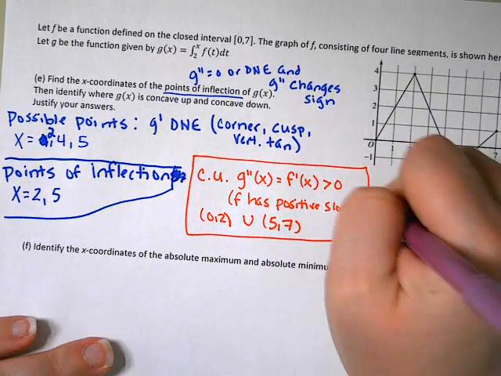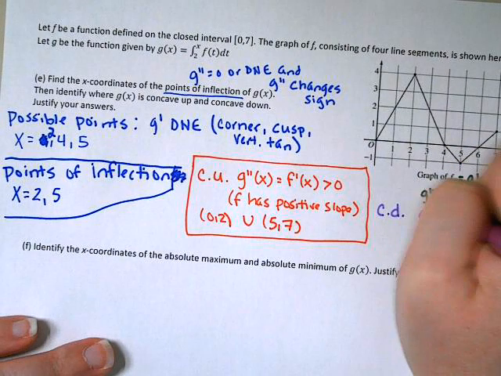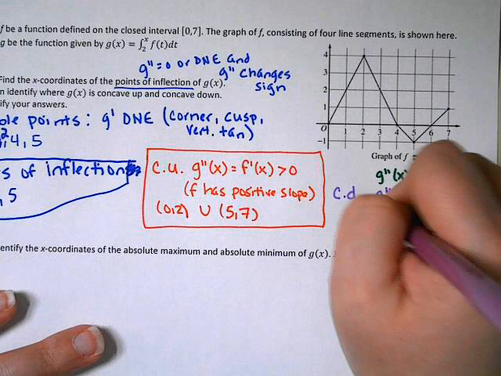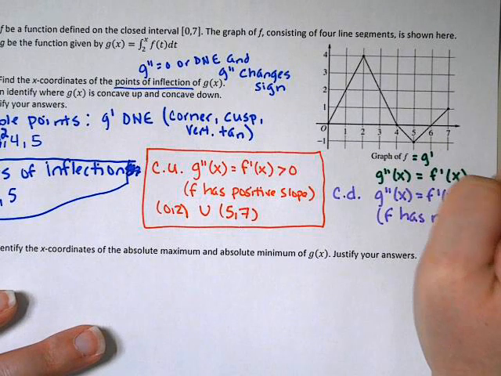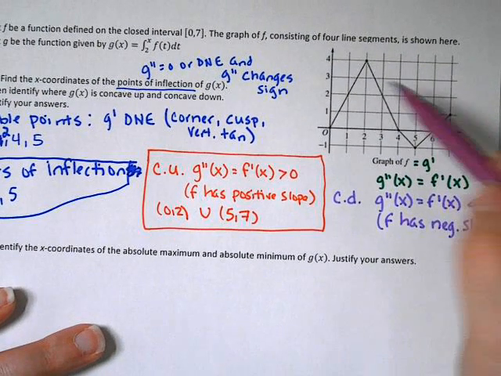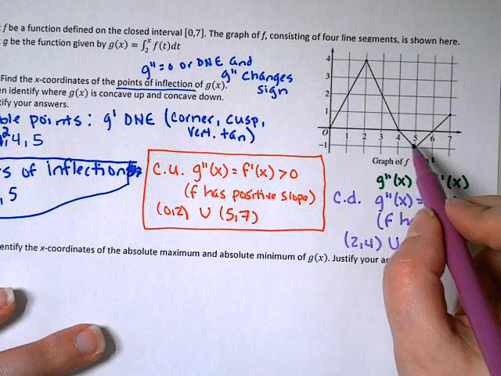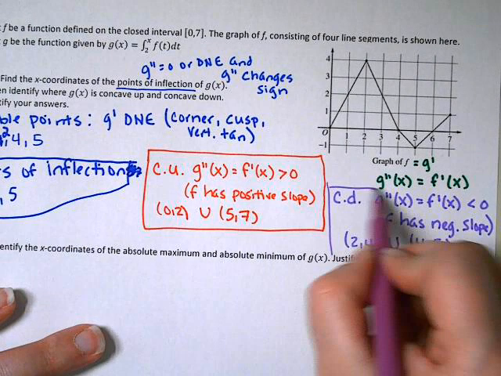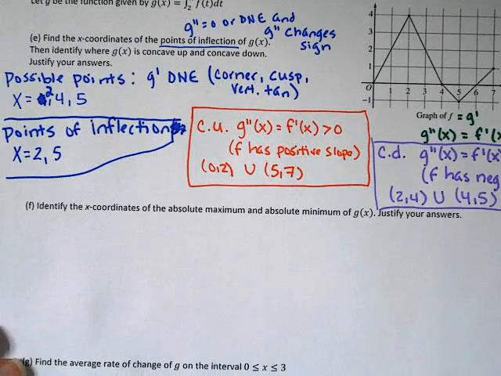And then let's look at the function being concave down. We want the second derivative of g, which is the same as f prime of x, to be less than 0. In other words, we're looking for where f has a negative slope. So f has a negative slope from 2 to 4, and then again from 4 to 5. Okay, I know it's getting long. We've got 2 more to go.